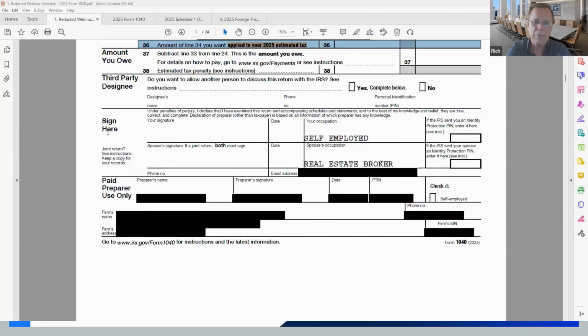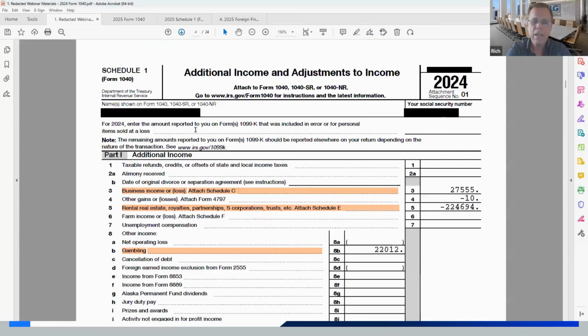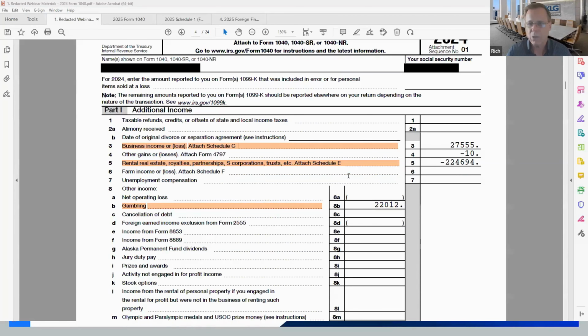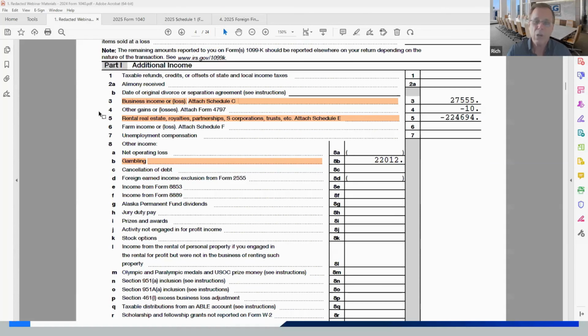And then I believe we have Schedule 1. The income that's on the face of the return is supported through other schedules, like this Schedule 1, where it has additional income and adjustments. This is important to look at because on line 3, it says business income, attached Schedule C. So I know that there's a Schedule C filer on this return, which we're going to go through. And they had net income of $27,000.